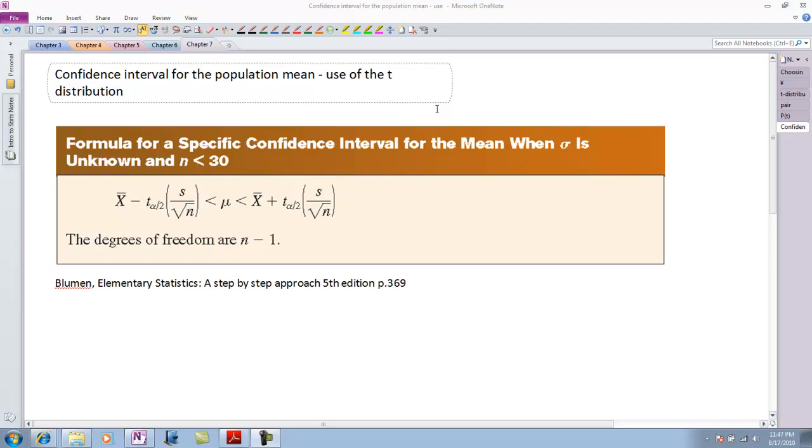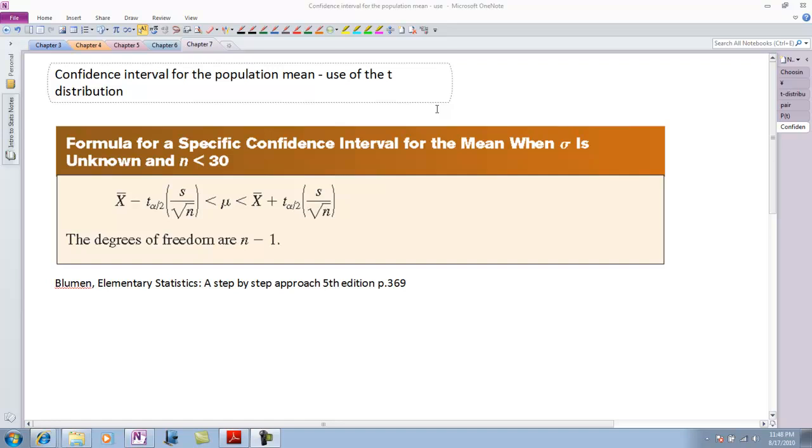We're going to talk about creating confidence intervals for the population mean when a t-distribution is required. We've talked about when we use a t-distribution, and we know now, I hope, that the only time it's really necessary, sometimes it's optional, but the only time it's really necessary to use a t-distribution is when n is less than 30 and the standard deviation is unknown. Of course, when n is less than 30 and the standard deviation is unknown, you have to know that the population from which you are sampling is normally distributed.